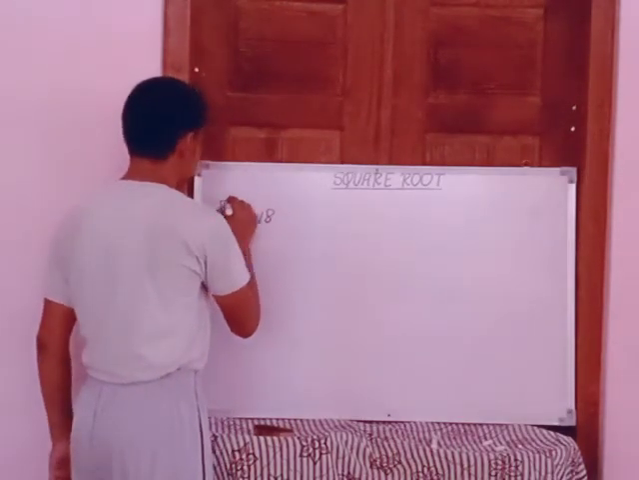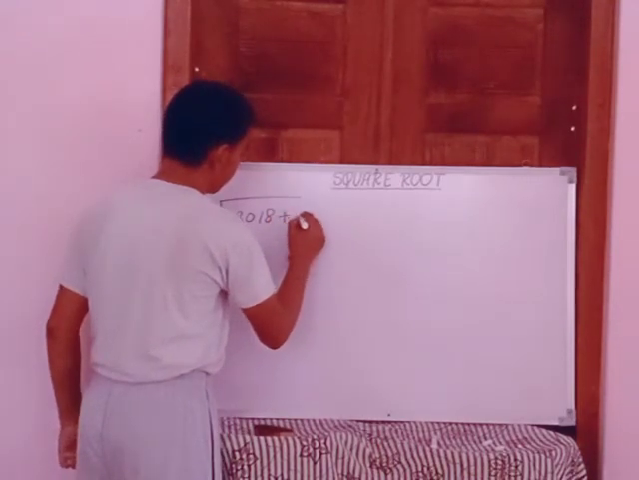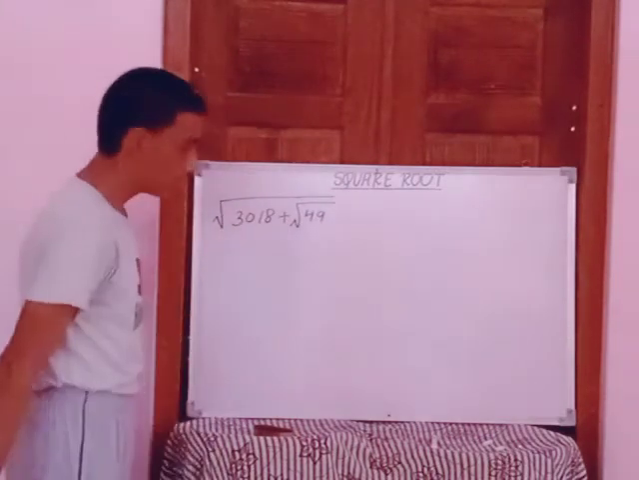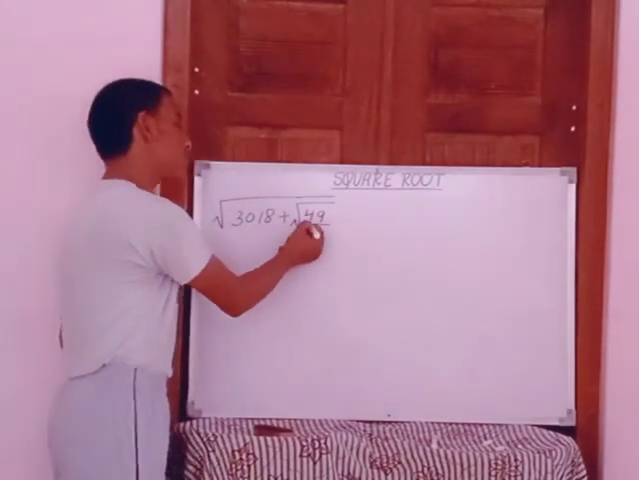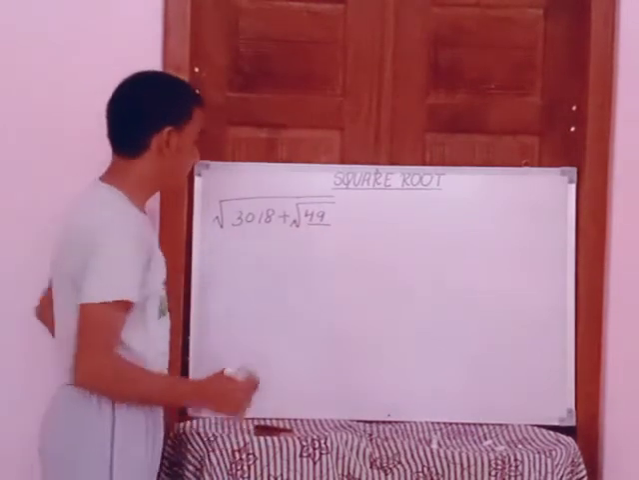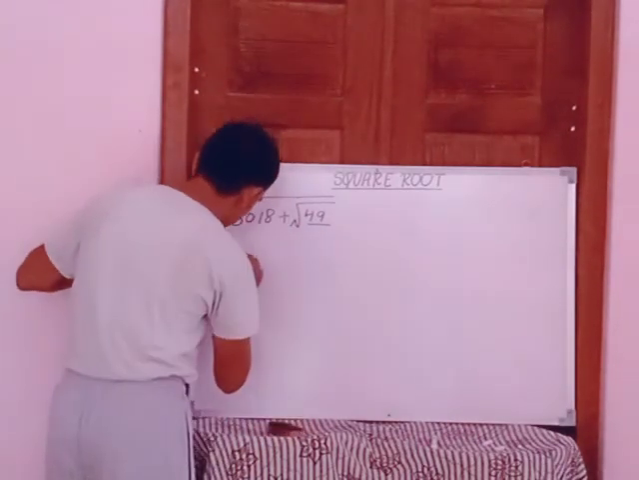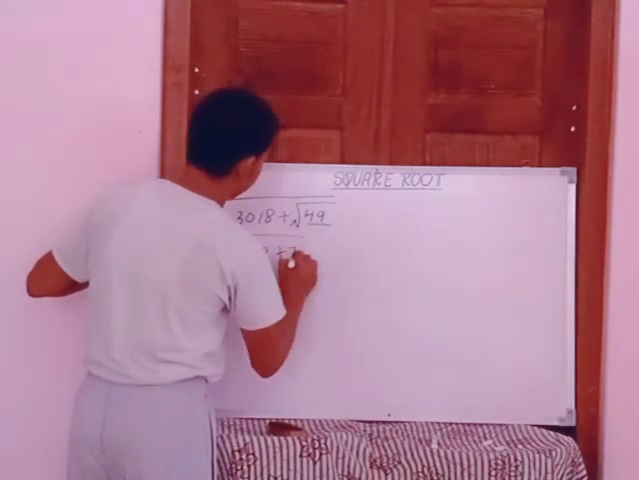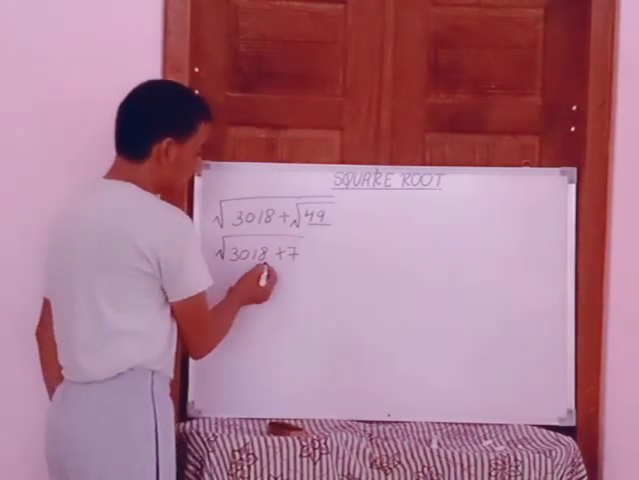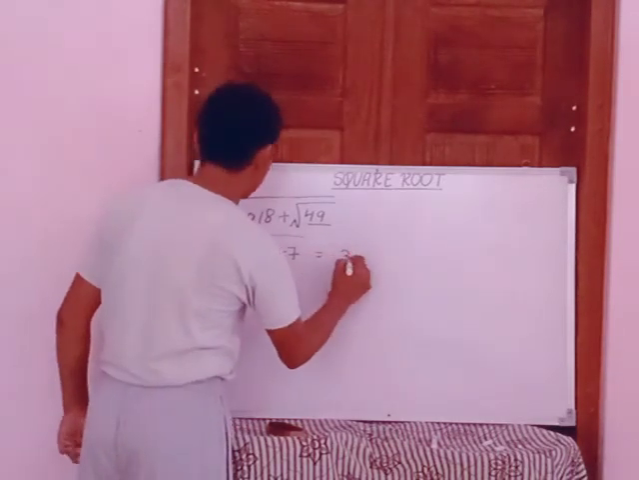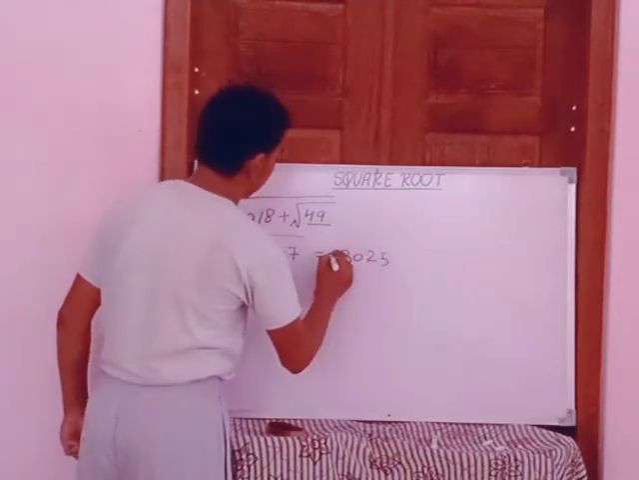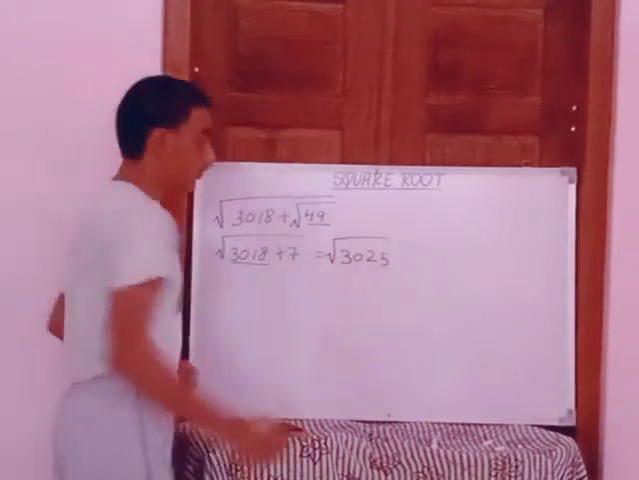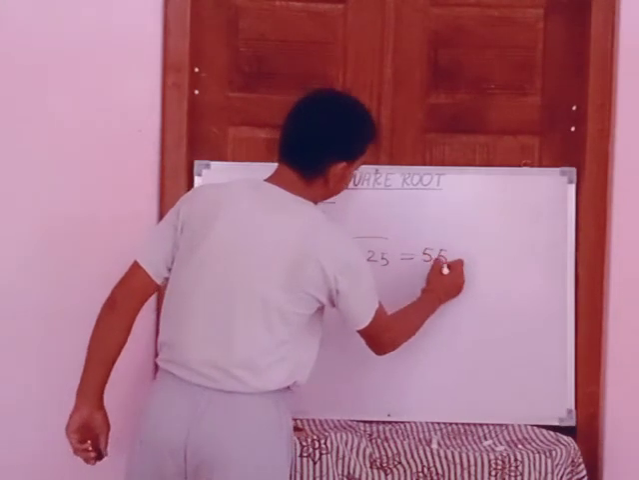3018 plus under root 49. Then how to solve this? Now as we know, 49 is the perfect square of 7. Now let's remove this root from 49. It would be 7. And when 7 comes, then it would be 3025. And we know that it is a perfect square of 55.